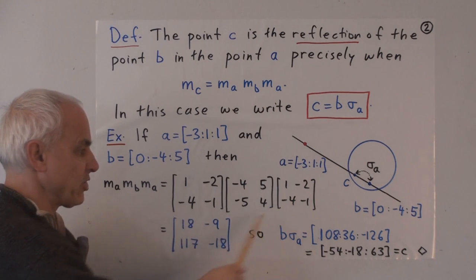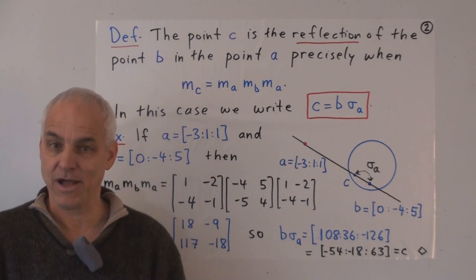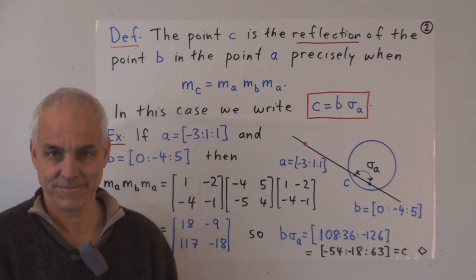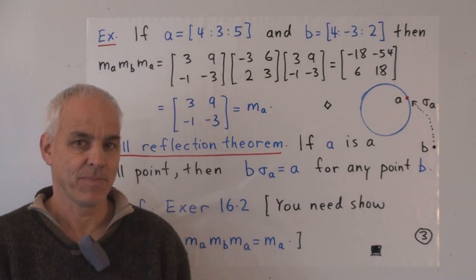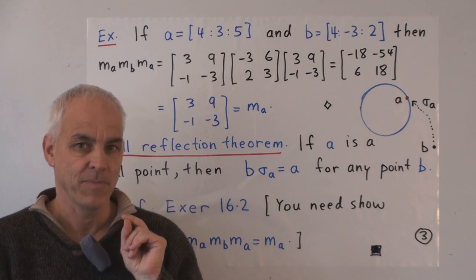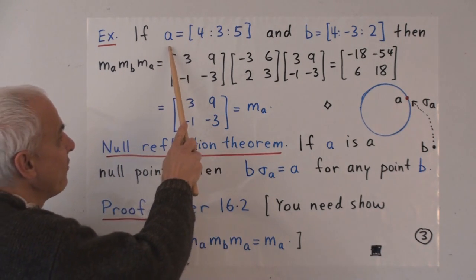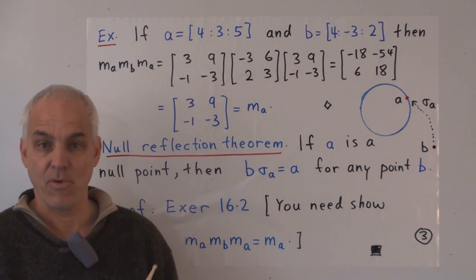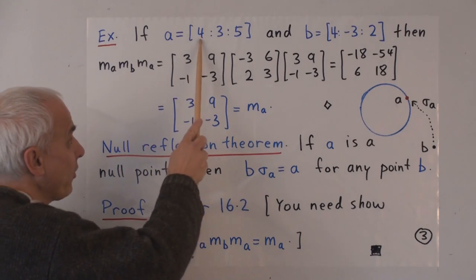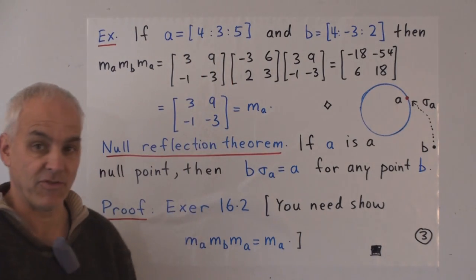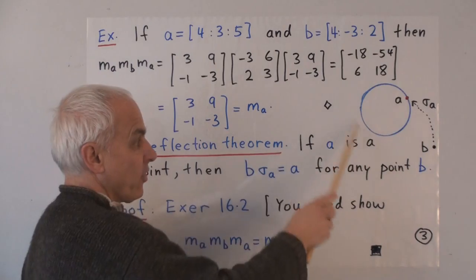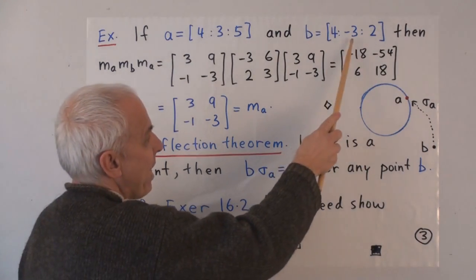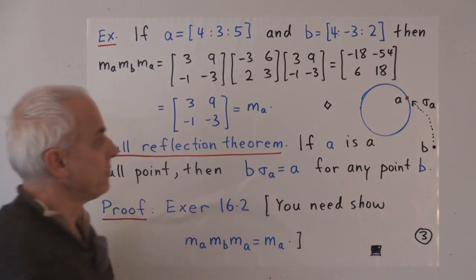So this calculation is actually not too bad. It's very accessible to calculation, this kind of reflection in points. Let's do another example, which is quite different from the other one. The example this time is going to involve this point A, 4 to 3 to 5, which I hope you recognize as a null point. It's a null point because 4 squared plus 3 squared minus 5 squared is 0. It means it lies on the circle. In fact, it's somewhere there. And B, random point, 4 to minus 3 to 2, that's right about there.